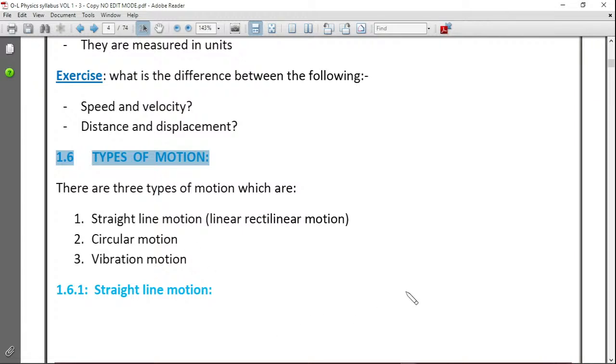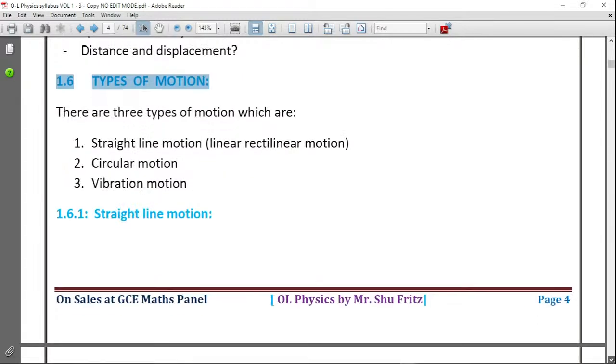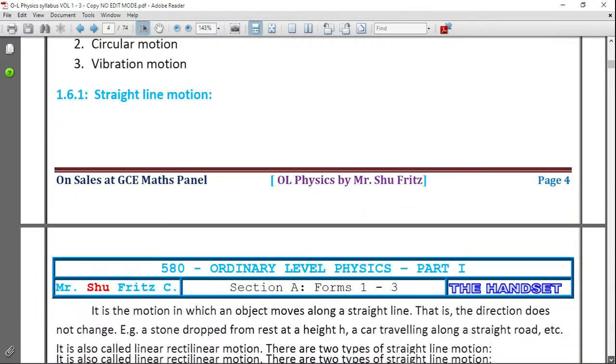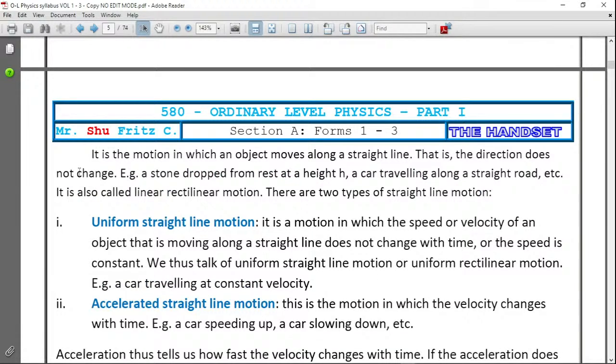So, let us start by looking at straight line motion. Straight line motion is the motion in which an object moves along a straight line. That is, the direction does not change. For example, a stone that is dropped from a height h is undergoing what type of motion? It's undergoing linear motion. Equally, a car traveling along a straight road is undergoing linear, or rectilinear, motion.